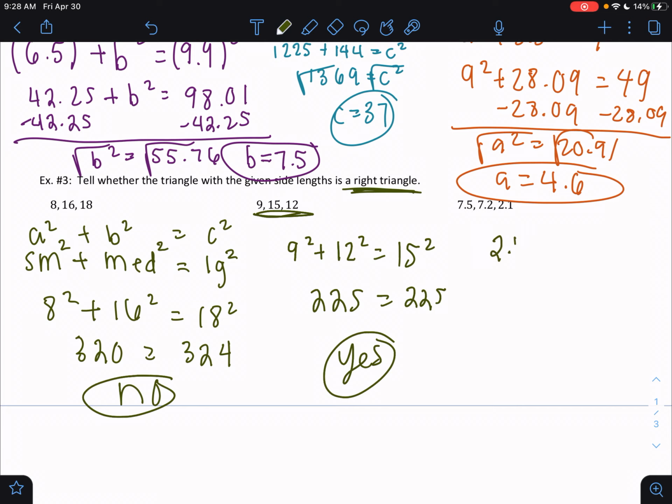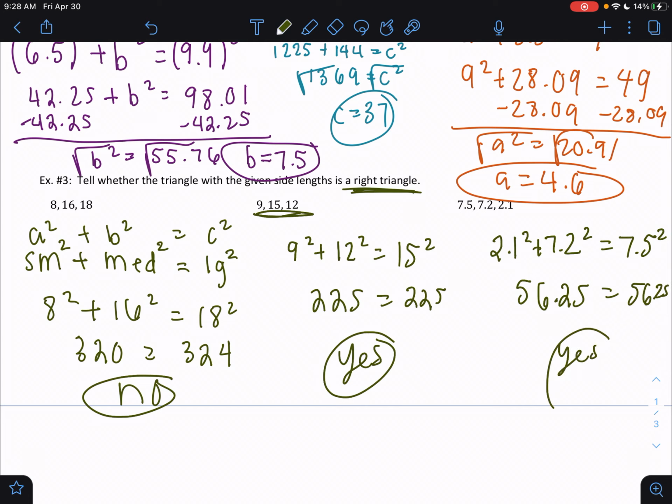We have one more, so we'll have 2.1 squared plus 7.2 squared. Does that equal 7.5 squared? So this is 56.25. We have 7.5 squared is 56.25. So yes, this once again makes a right triangle.